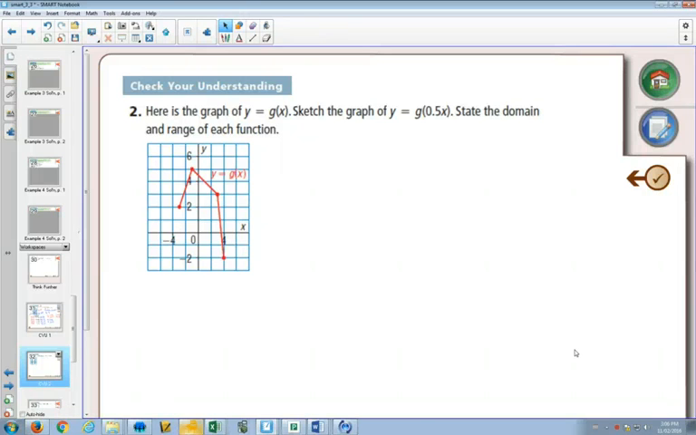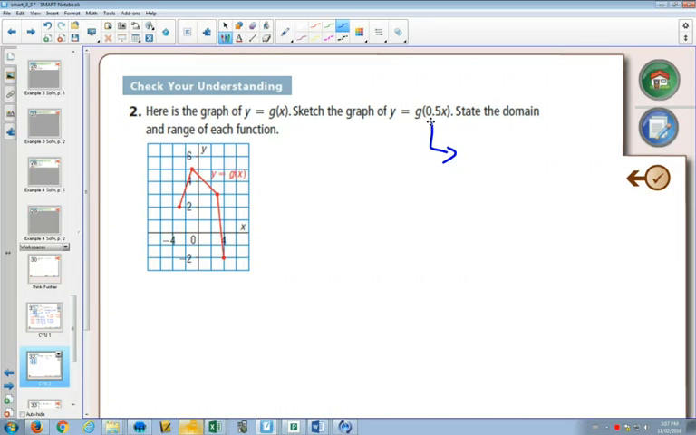So obviously this one, you can't recognize the graph because that's not one of the graphs that we've done before. It's just some random lines drawn. And they're telling us that this is g of x, and we're wanting to find and graph g of 0.5x. So now the 0.5, can you see, is inside the function.